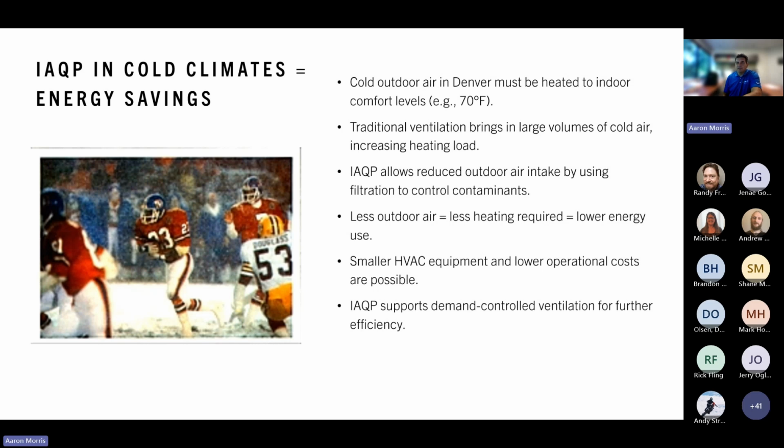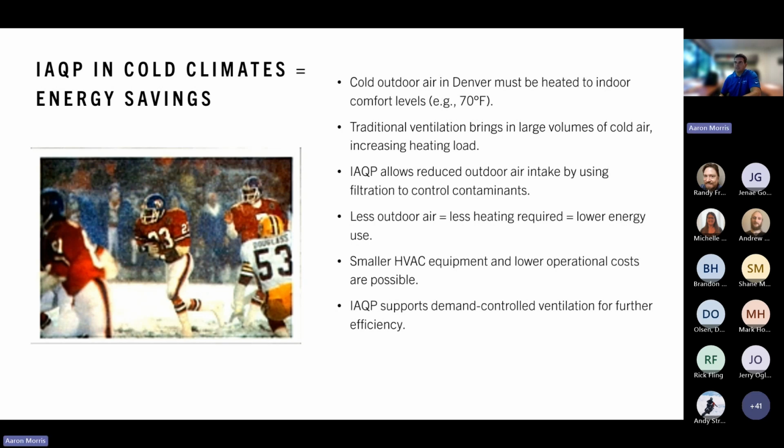In cold climates like ours, it becomes pretty obvious. You know, all that outside air we bring in might have a design condition of 0 or below. So we've got to heat that air up in the wintertime. So less outside air, less heat required, less energy used, right?